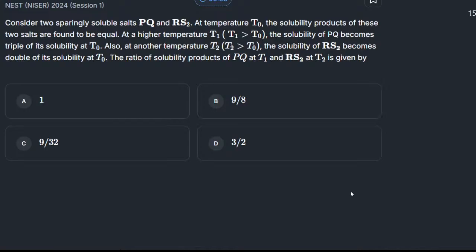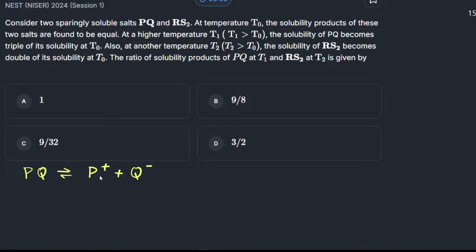Okay, so the question is: consider two sparingly soluble salts PQ and RS2 at temperature T0. The solubility products of these two salts are found to be equal. So, PQ will give P plus and Q negative.